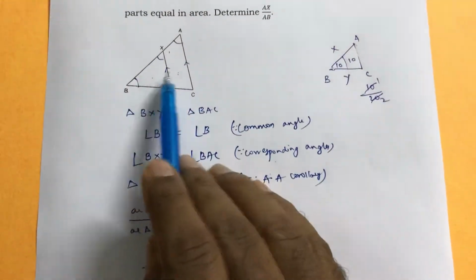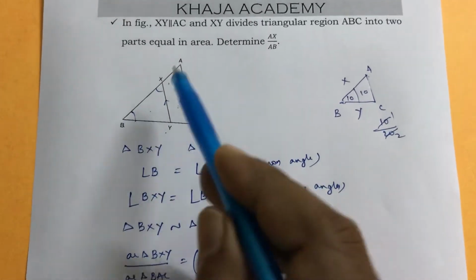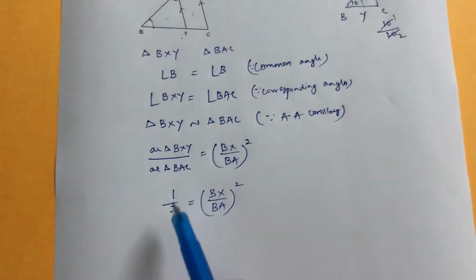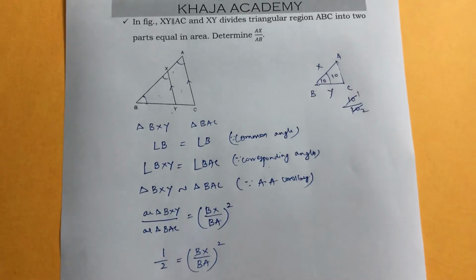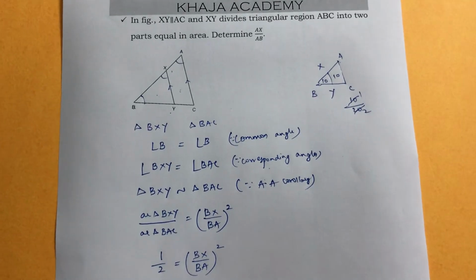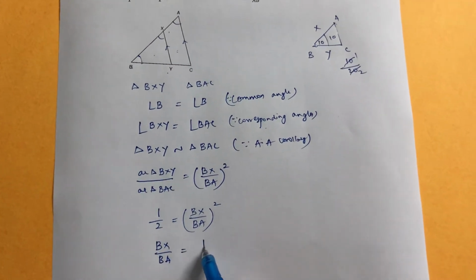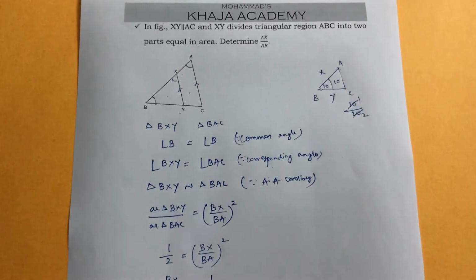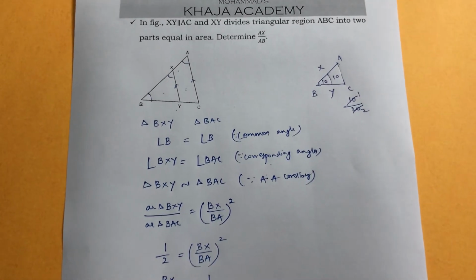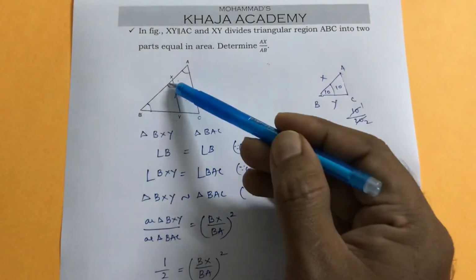So they gave that these two parts are equal. So this is 10, this is 10, for example. So total will be 20, this is 10. So 10 by 20 is 1 by 2. So send the square to the other side. So it will be BX by BA equals 1 by root 2. So BX, I don't want in the answer, I want AX in the answer.